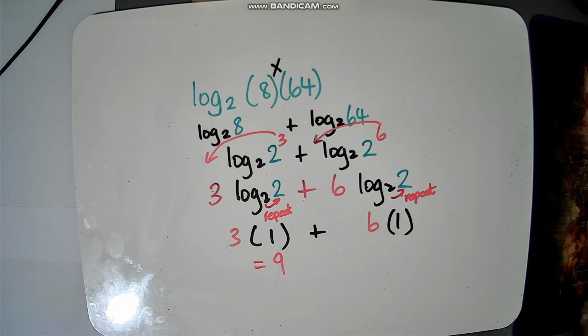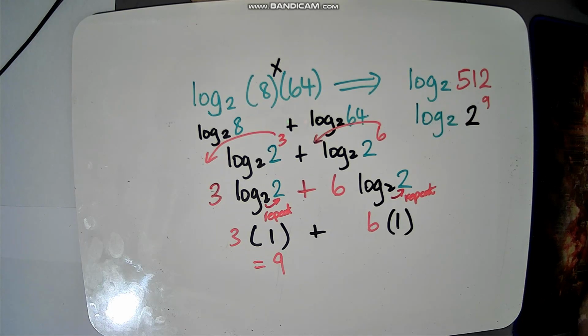Let's go back to the top question and multiply 8 times 64 just to test it. 8 times 64 will give you 512. Break 512 into 2 to the power of something. Try with your calculator, 2 to the 7, 2 to the 8, for example, and continue until you get 512 on the screen. So 2 to the 9, move that 9 in front. So moving it in front, we get a repeat, log 2 of 2. That will become 1. 9 times 1 is equal to 9.